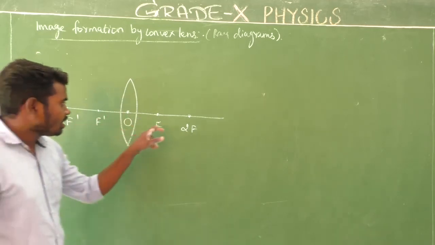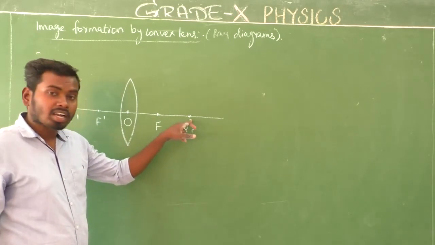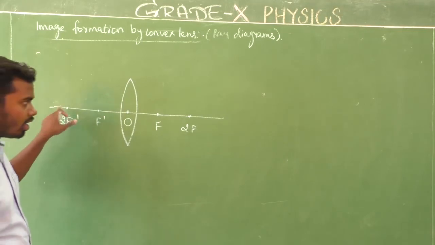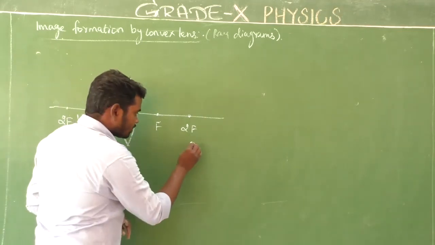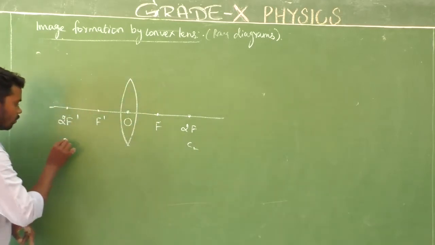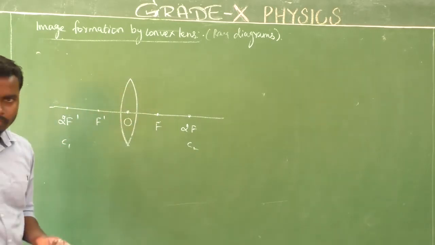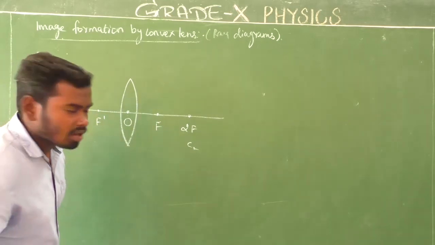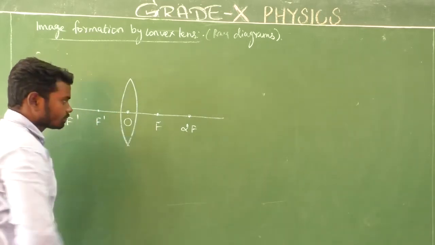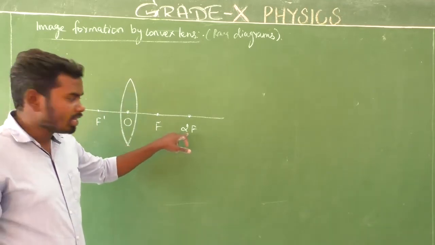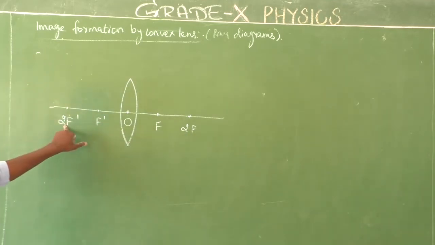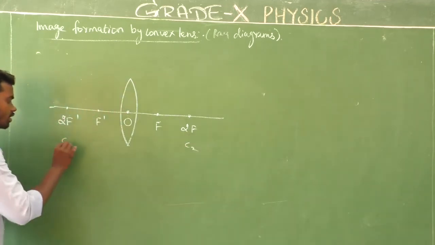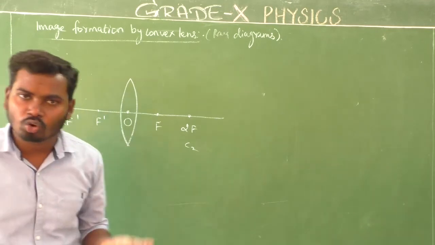Am I right? Yes. There is another term. What is that? This is the center of curvature, and this is also a center of curvature. We can call them C1 and C2, no problem. We can say this is the center of curvature or the other center of curvature. For our convenience, I have taken twice its focal length, which means 2f and 2f dash. If you mention center of curvature 2, center of curvature 1, that is not wrong. You can mention that, no problem at all.